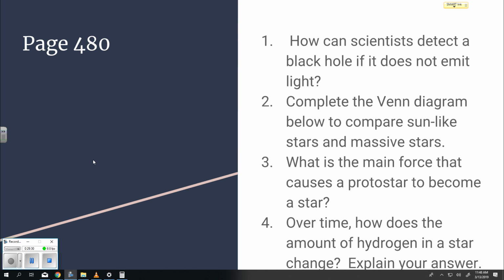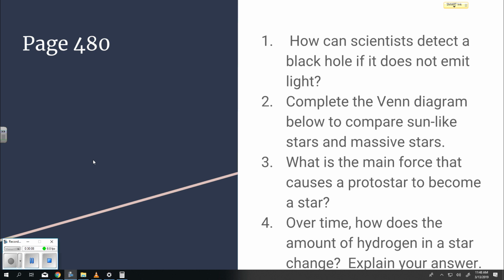In the center: nuclear fusion, main sequence, giant or supergiant. Under massive stars: high mass, short life, supernova.